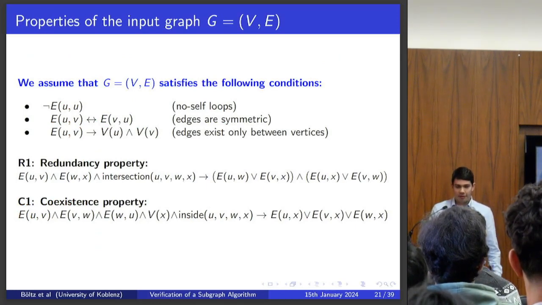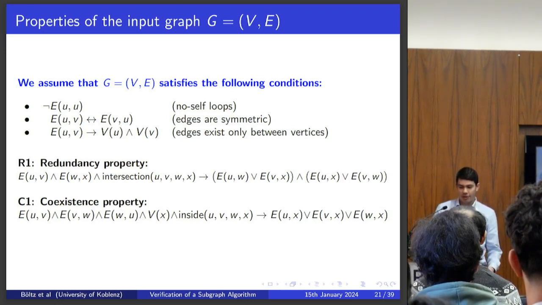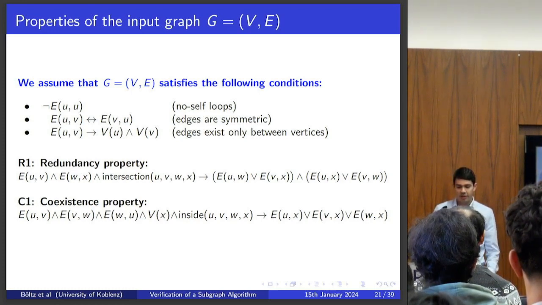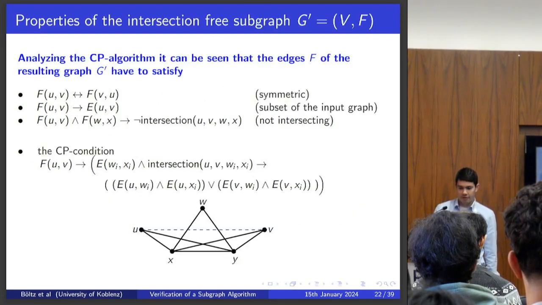Afterwards, we defined the properties for the input graph. Here these 3 properties are required: that no self-loops are allowed, that edges are symmetric, and that edges exist only between vertices. And using the predicates for intersection and inside, we can define this redundancy and coexistence property, which we required as a property for the input graph.